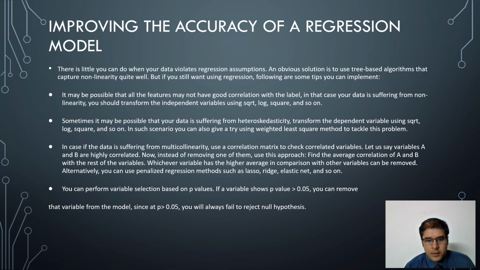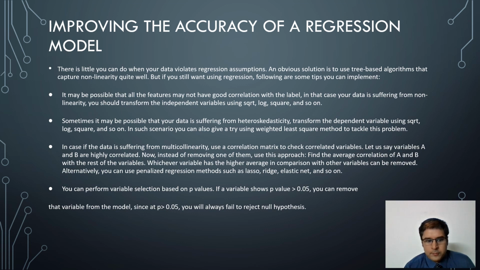Use a correlation matrix to check correlated variables. Let us say variables A and B are highly correlated. Now instead of removing one of them, use this approach. Find the average correlation of A and B with the rest of the variables. Whichever variable has a higher average in comparison with other variables can be removed. So the more the correlation, the more it is not related to the data set.